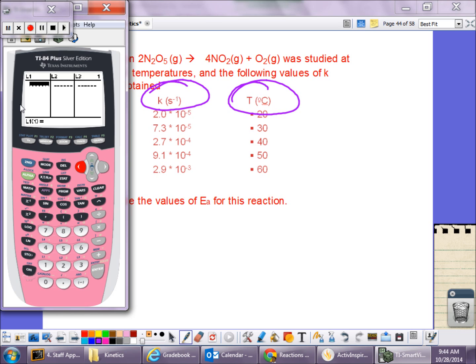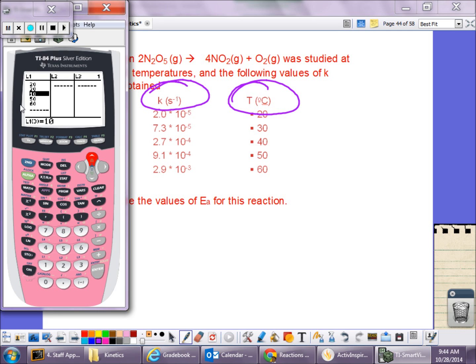This is the temperature in L1. Oh, I'm sorry, you are right. It is 20, 30. Don't worry. 20, 30, 40, 50, 60.